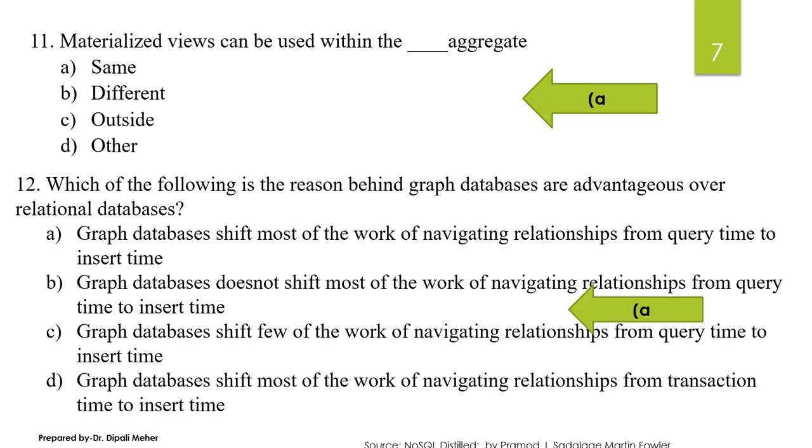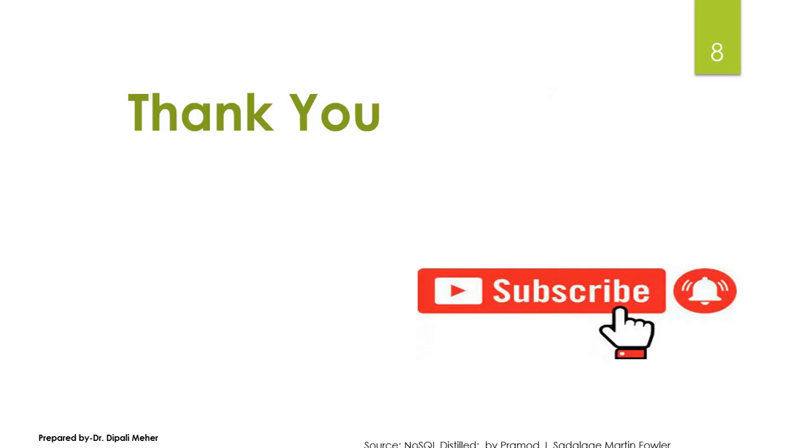And the correct option is option A. Graph databases shift most of the work of navigating relationships from query time to insert time. That's why graph databases are advantageous over relational databases.